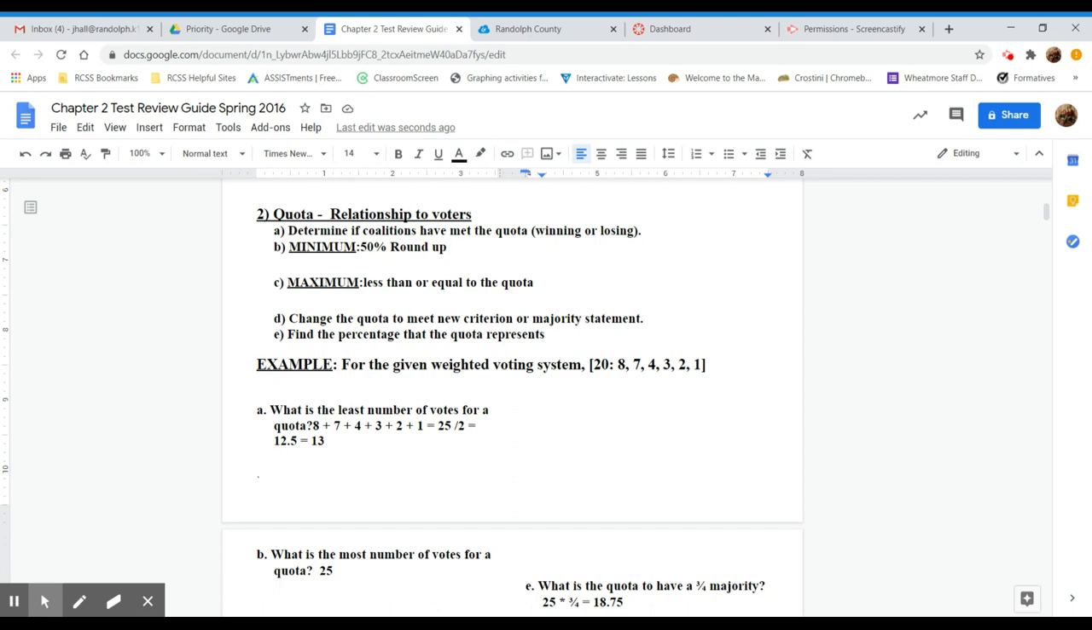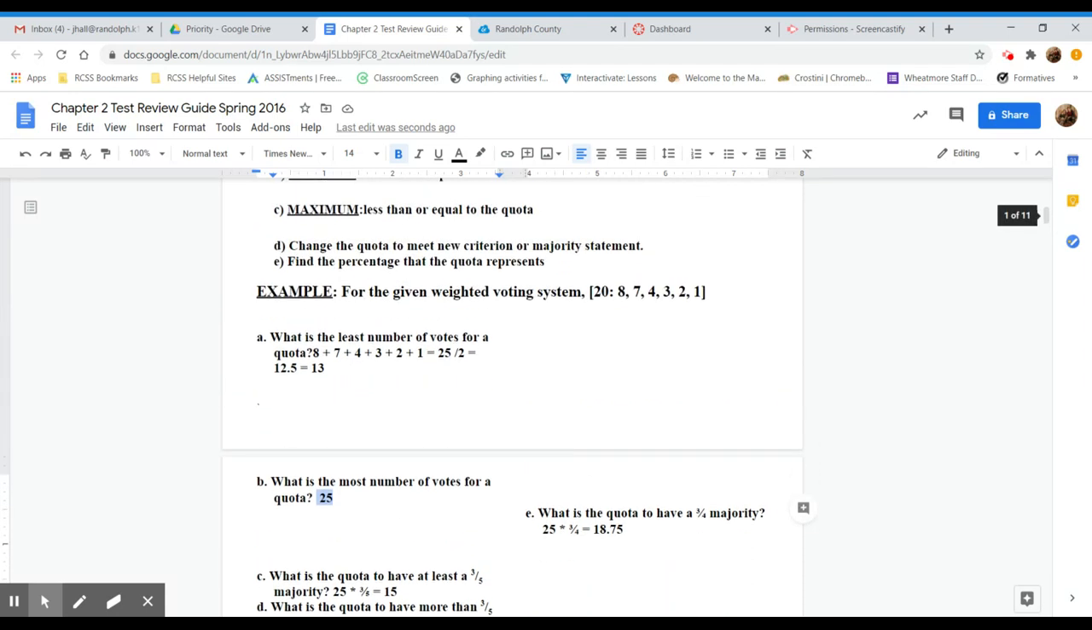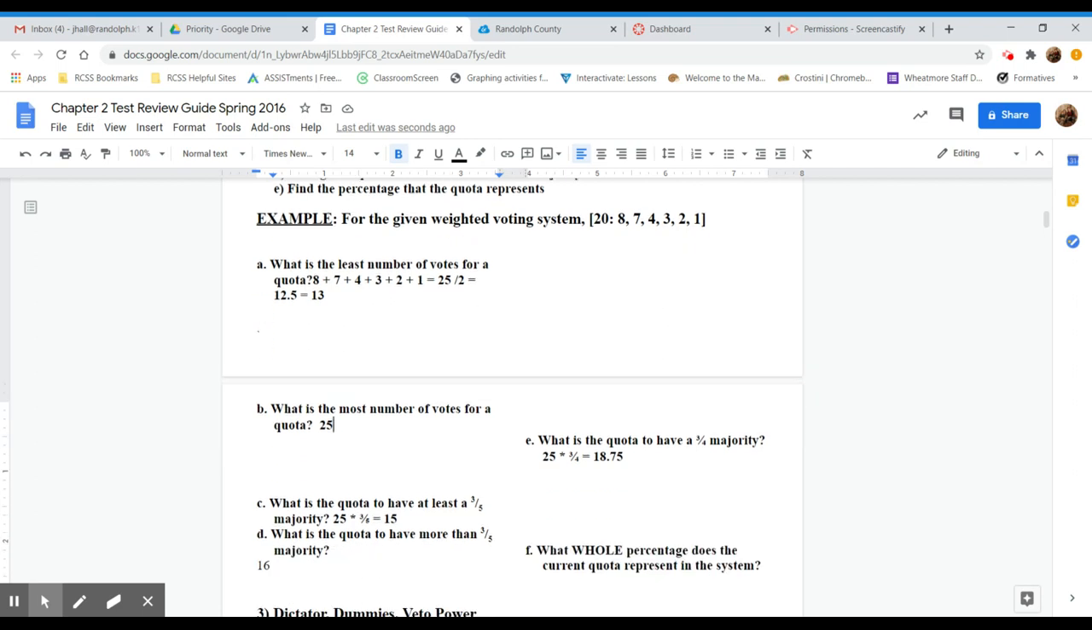What is the least number of votes for a quota? So we've got 8, 7s. If we just add all of those up, when it says least number, that's going to be the minimum. So add all of the weights up, which we get 25, and then divide it by 2, and that's going to equal 12.5, right? Well, we can't have 0.5 of a vote, so we round that up to 13. What is the most number of votes for a quota of 25? Most number of votes is going to be the entire weight. So in this case, we just take what all of them added up to be and equal that.